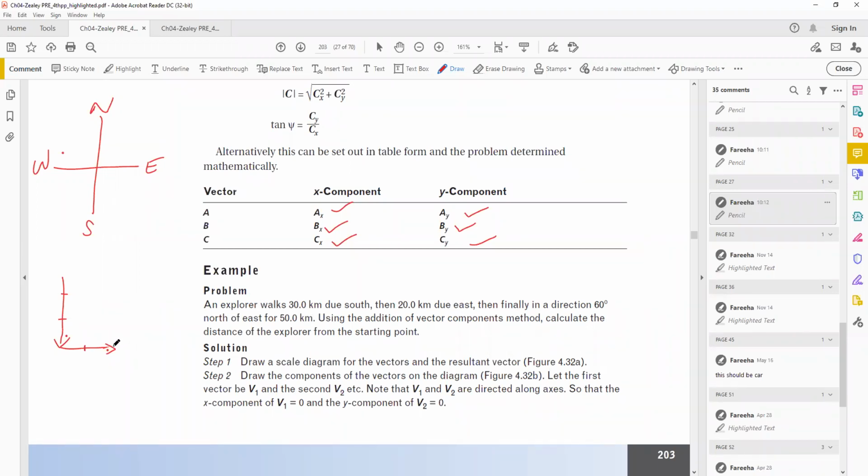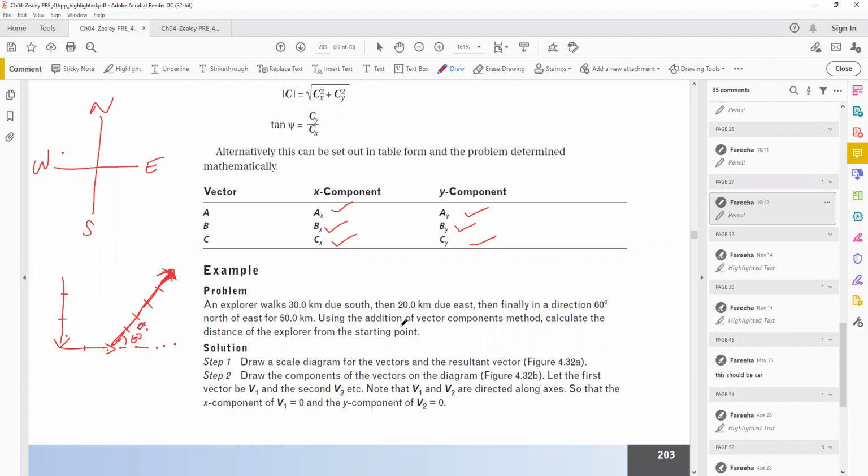So this is east and that is north, and you make an angle of 60 degrees. So he walked something like this. Again, 50 kilometers: 1, 2, 3, 4, and 5, right? Towards 60 degrees north of east. Okay, so this is what the statement of the problem is.